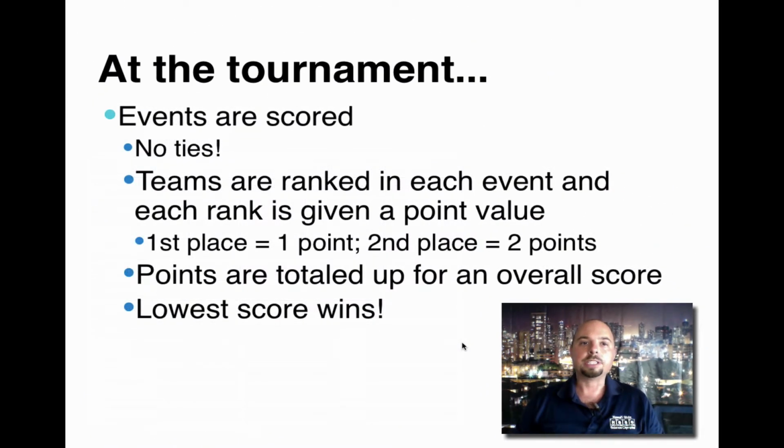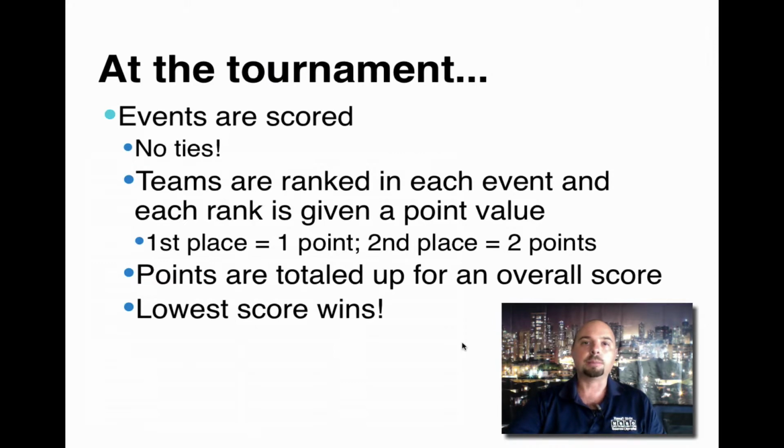Now, at the tournament, the events are scored on the same day that students participate in them. There are no ties. Each event has its own tiebreaker. Teams are then ranked in each event, and each rank is given a point value. So for instance, in Anatomy, whatever school comes in first place is given 1 point. The school that comes in second place gets 2 points. The school that comes in third place gets 3 points, and so on and so on and so on. The points are then totaled up for an overall score, and the lowest score wins.